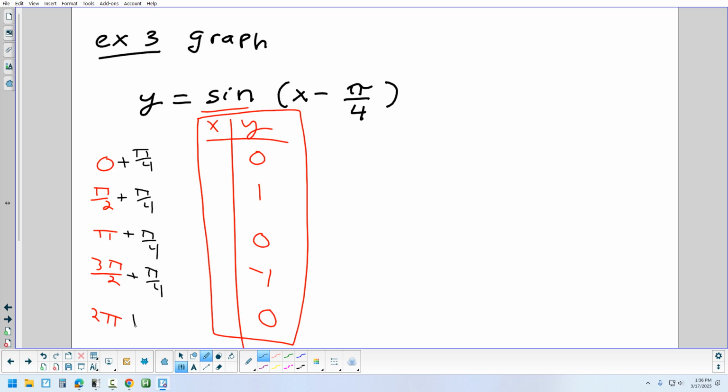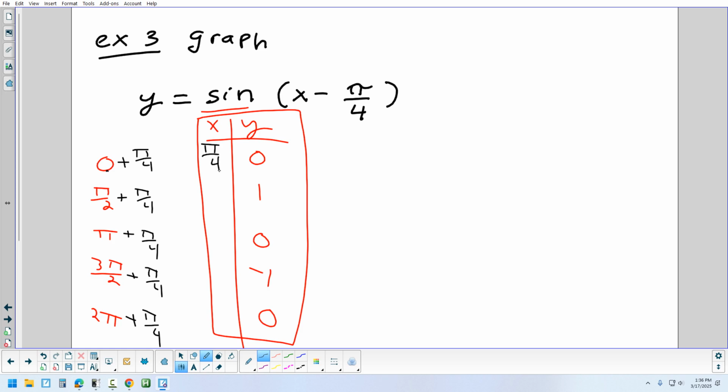Now, this is one where we're going to need common denominators for every one of them. Hopefully, after we do the first 2 or 3, you start to see a pattern. Once we see the pattern, we can just fill in the pattern. Okay. What's 0 plus pi over 4? Pi over 4.